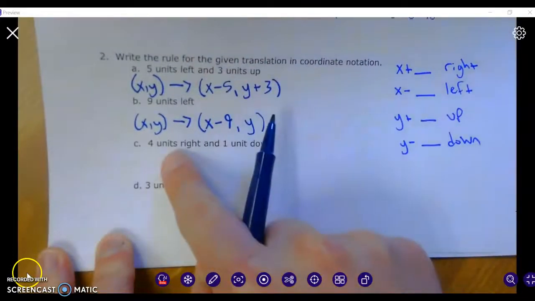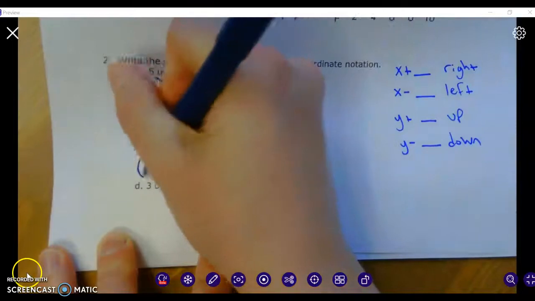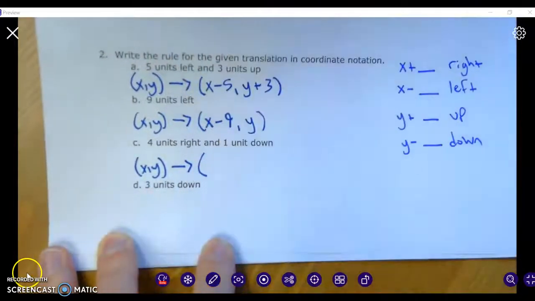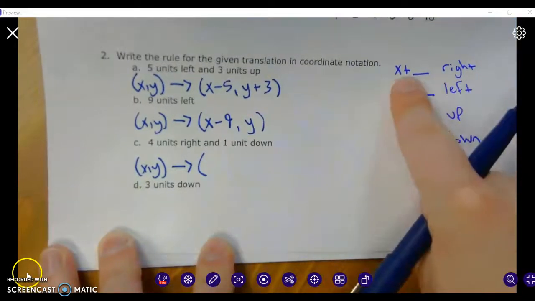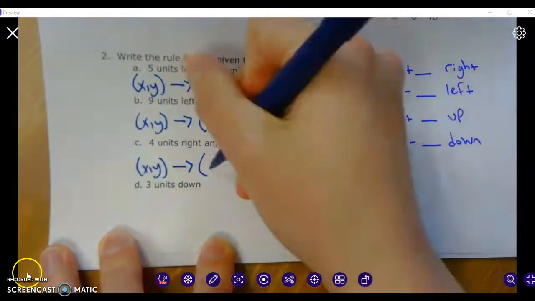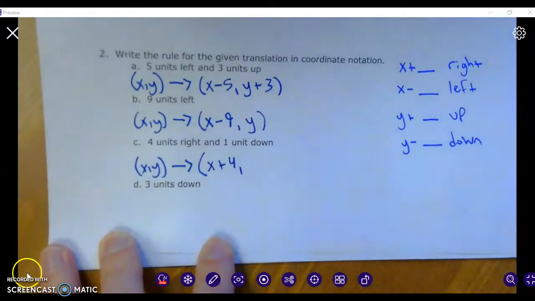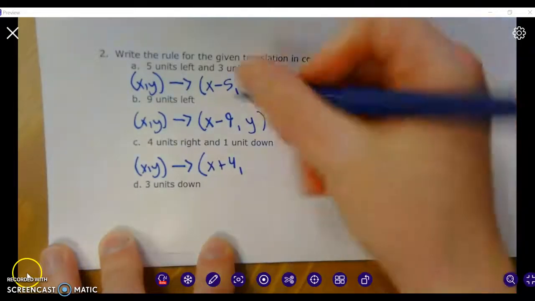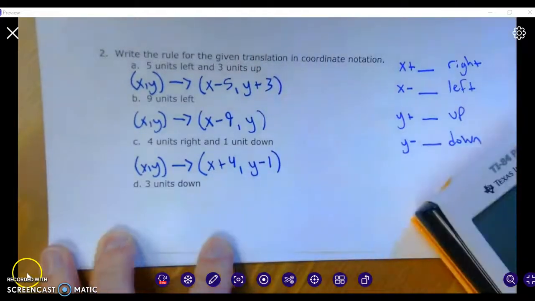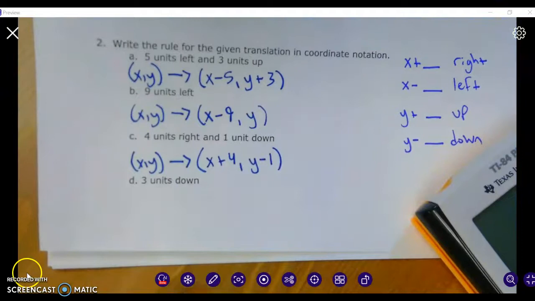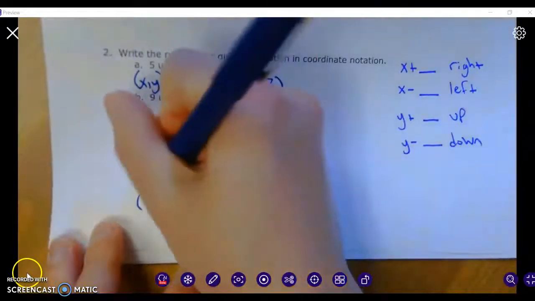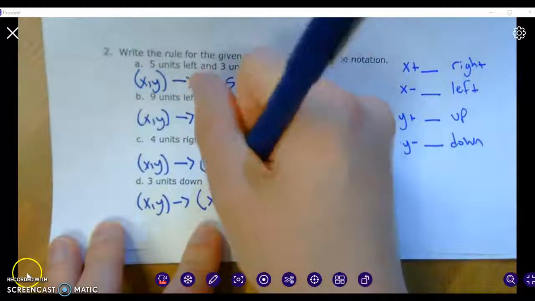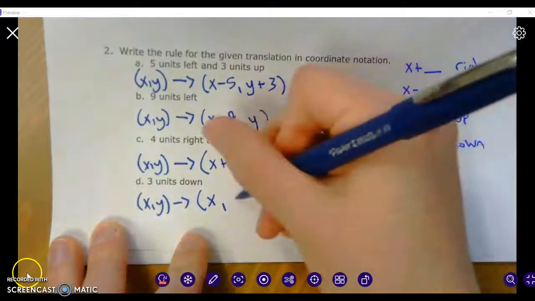Okay, so then C, 4 units right and 1 unit down. So x, y, with your arrow. Okay, so to the right, I would have x plus a number, which is going to be that 4. And then comma. And then 1 unit down, that's going to be in the y spot, which will be a minus sign. So y minus 1. Okay, and then that last one, just 3 units down. So you're not going to have anything in the x spot. Well, you do. You just have x. Right? And then it's just y minus 3.